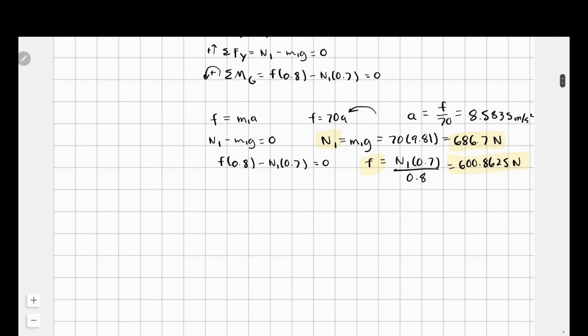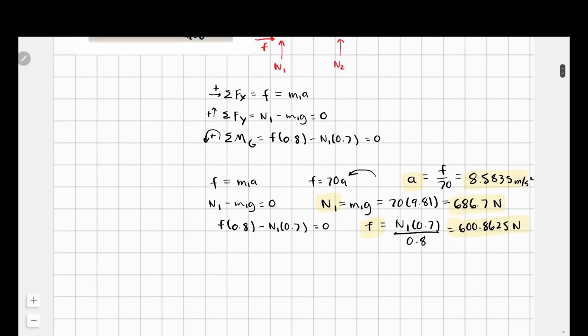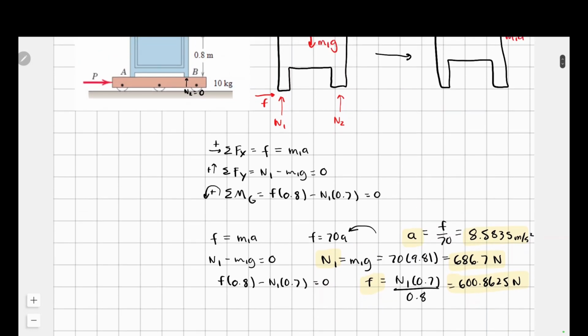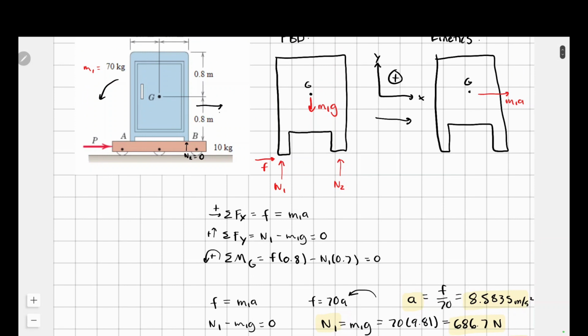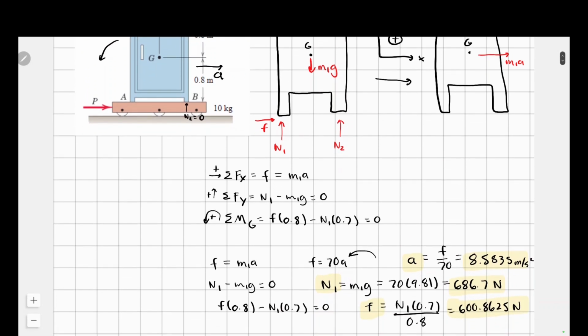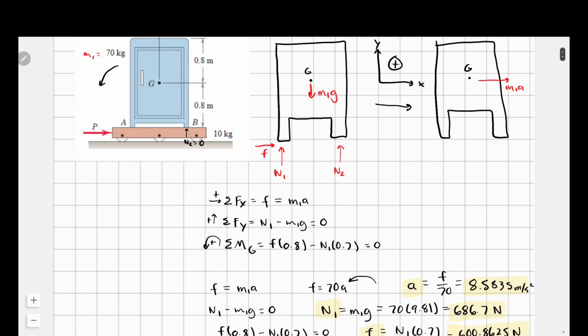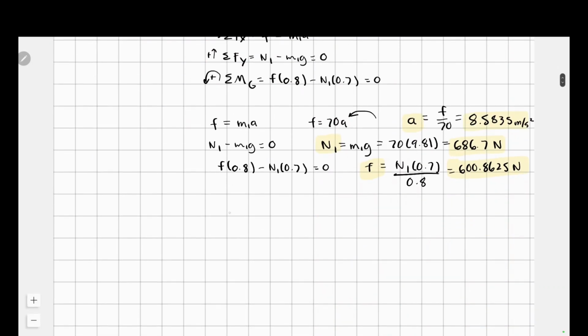Alright, so we have all these. So what do we do with this information? This is useful because we know that this cabinet will have to accelerate at 8.5835 meters per second squared in order for it to tip. And this force would be causing that acceleration. So we need to find how this force will create that acceleration, and obviously we would just use this equation right here.